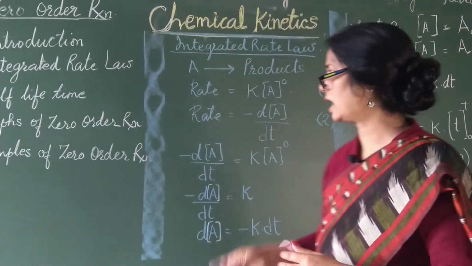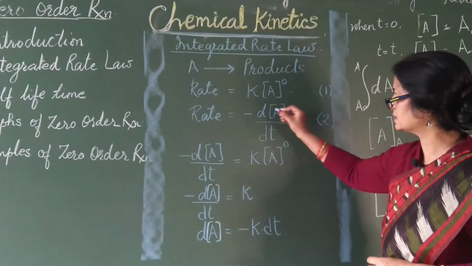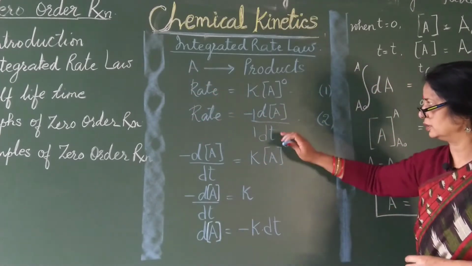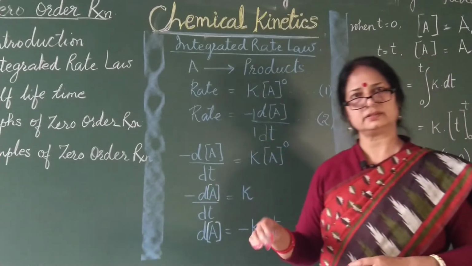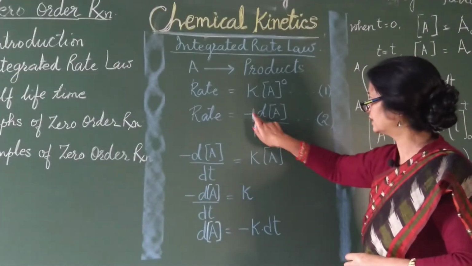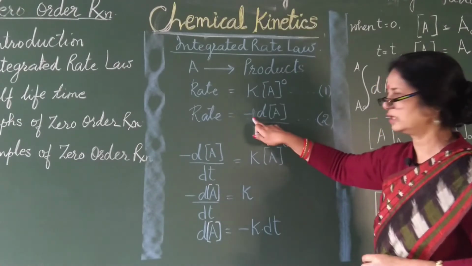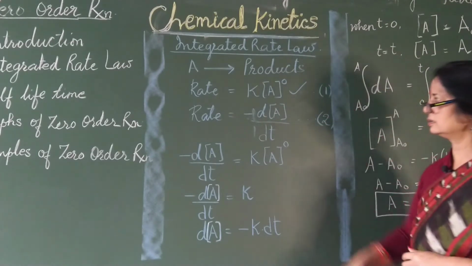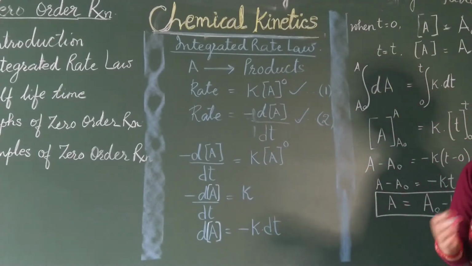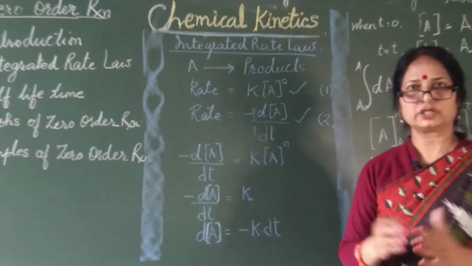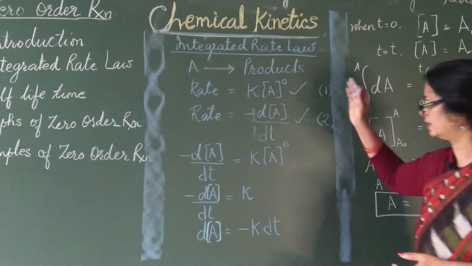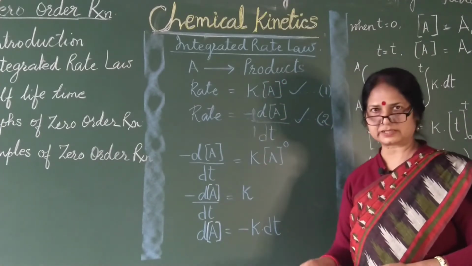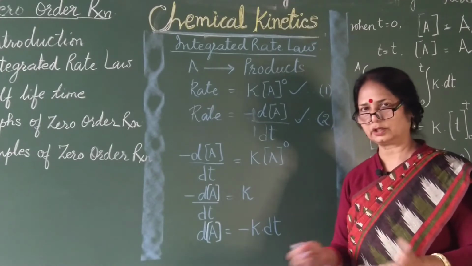In the same way, if we take the rate here, it becomes minus dA by dt times 1 by 1. It is 1, so 1 by 1 dA upon dt. So we can write the rate in this form also. I have put the minus here because A is getting consumed. So this is also our rate equation, and this is also our rate equation. Both are the same, so we can equate equation number 1 and equation number 2, since both express the rate.